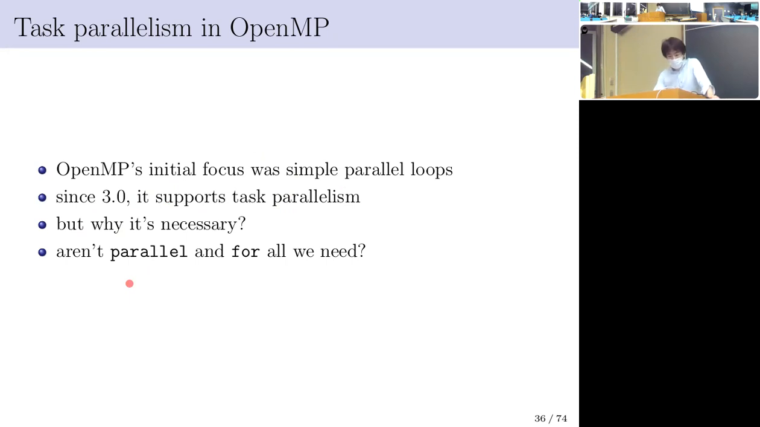So I initially suggested that omp parallel is all you need. And there's omp for, which makes dividing the work among threads for loops somewhat more convenient. So what else do you need?